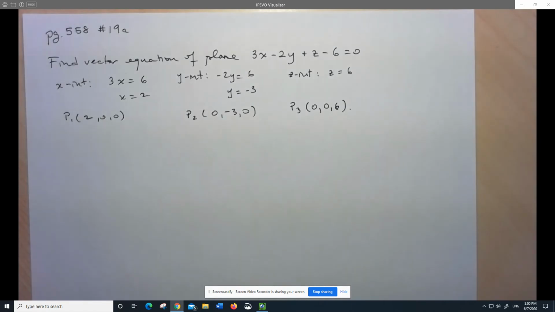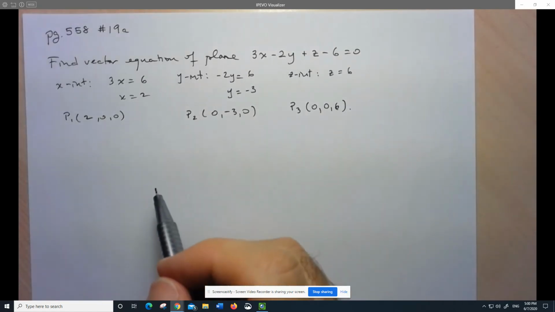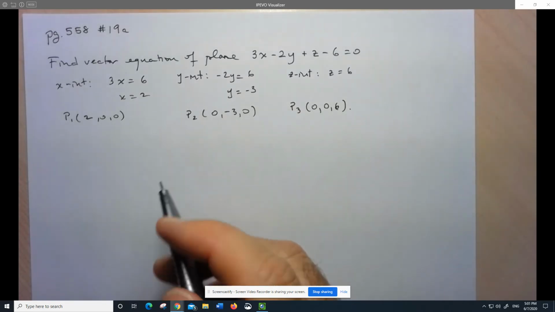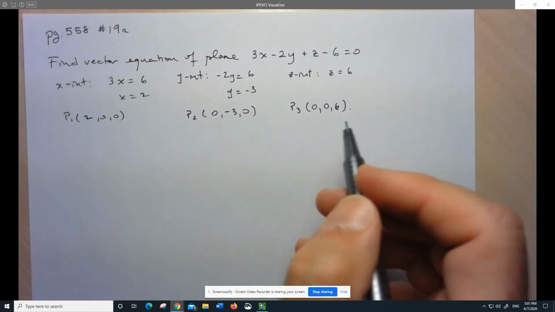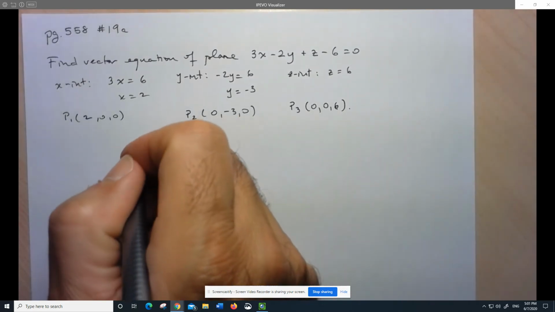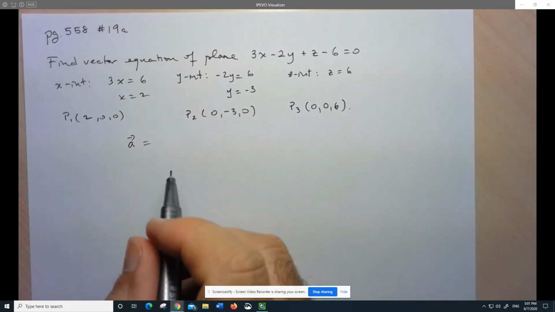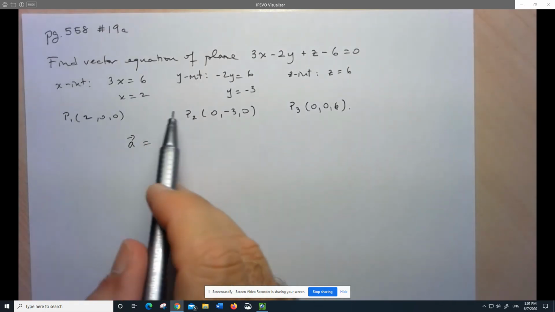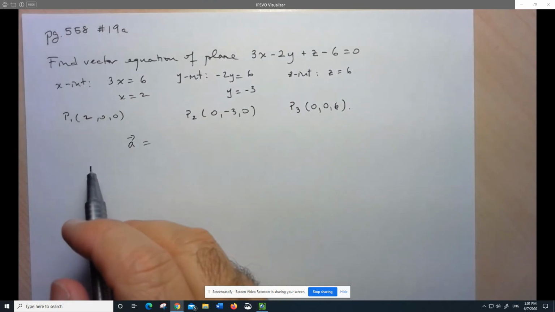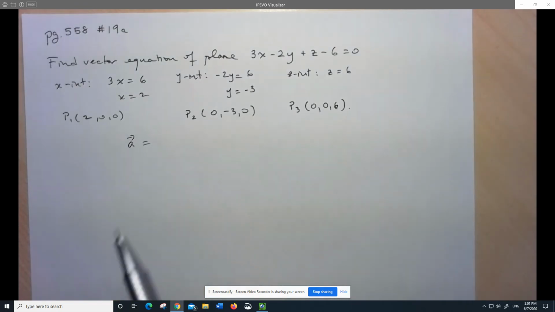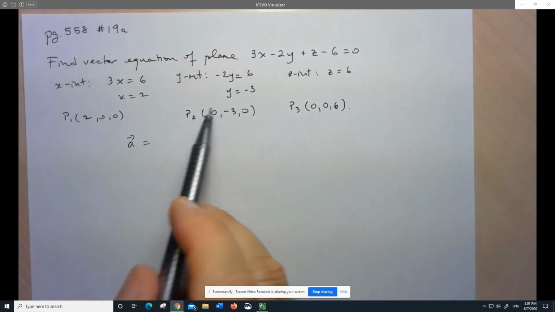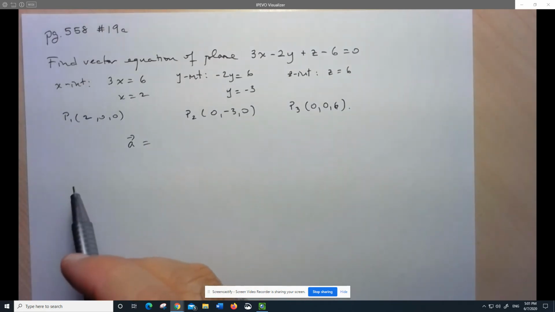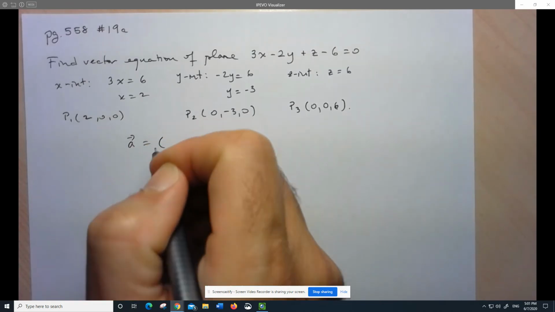I can use any one of these 3 points as the point that I need for my vector equation. Now let's find my direction vectors. My direction vectors can be found by just finding vectors between these points in any order. Here I'm going to go this minus that, because I might as well keep positive numbers if I can.